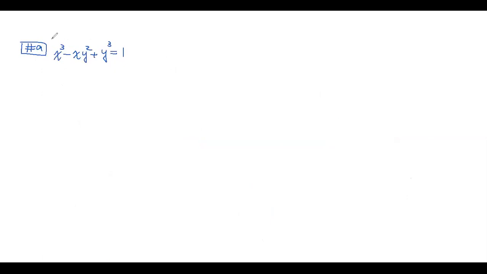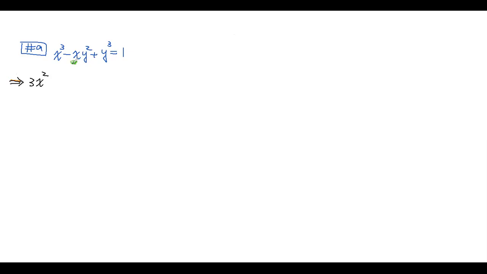Okay, so now let's take a look at the problems. The first problem here is x cubed minus x times y squared. Remember, y is a function of x. Now I'm taking the derivatives. The first item is pretty easy: 3x squared. The second item here, we need to be careful.